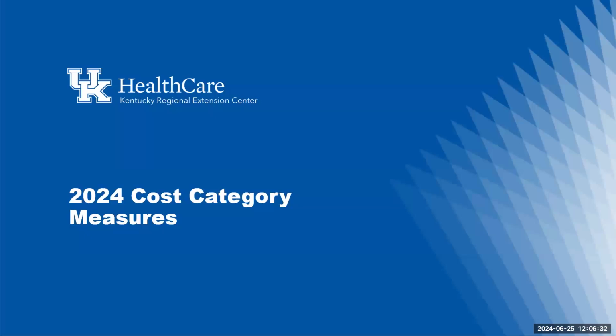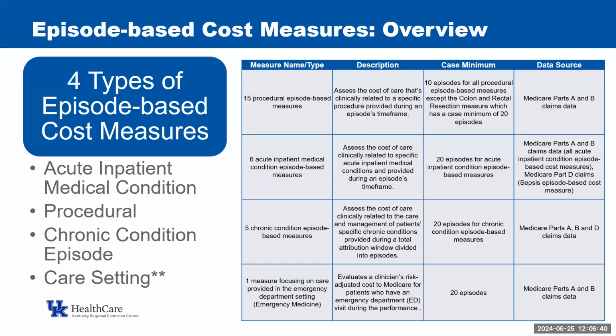So now that we've got the general understanding of the cost category, let's walk through some of the actual measures. We will kick it off here with episode-based measures. Episode-based cost measures represent the cost to Medicare for items and services furnished to a patient during an episode of care. Cost refers to the standardized Medicare allowed amount, which includes Medicare payments and any co-insurance or deductibles as well.